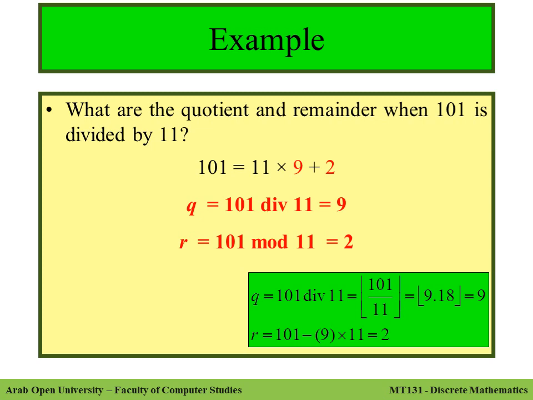Again, the quotient can be obtained by evaluating the floor of 101 divided by 11. This is the floor of 9.18. The largest integer less than or equal to 9.18 is equal to 9. That gives you the quotient. How do you find the remainder? Multiply 9 by 11 and subtract it from 101. You get the remainder, which is equal to 2.